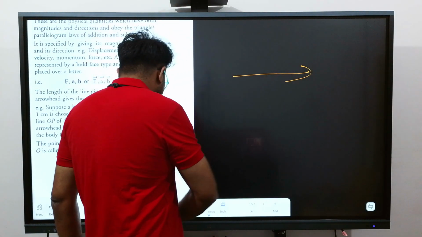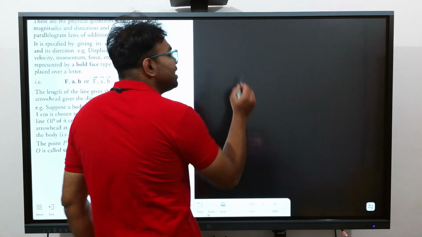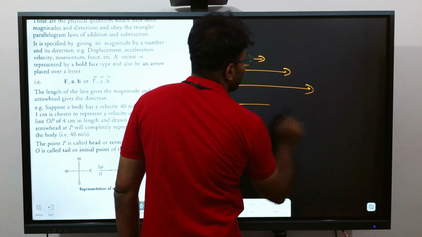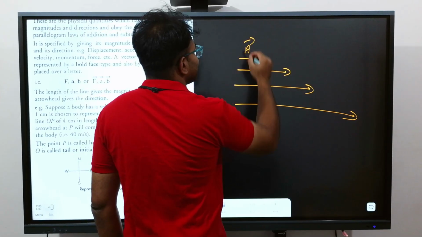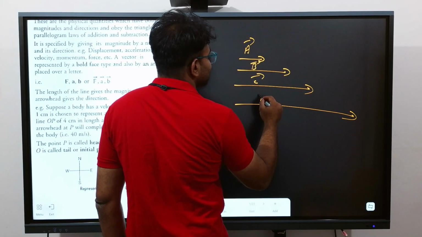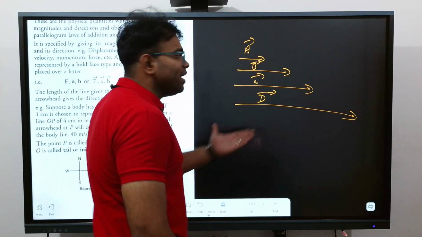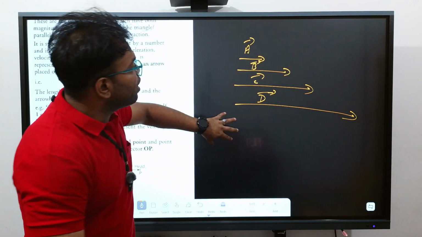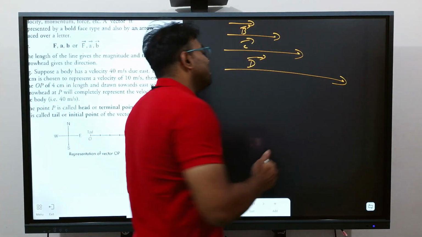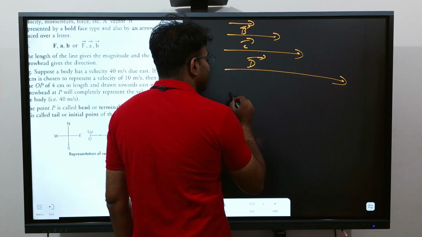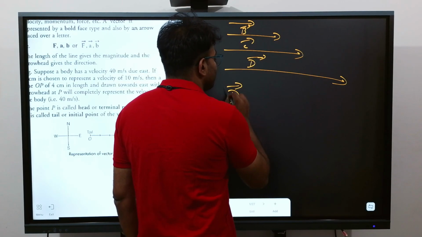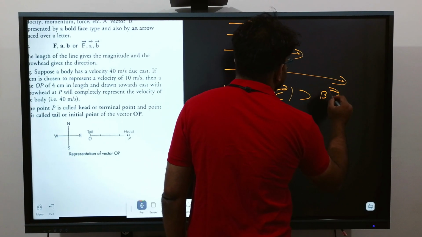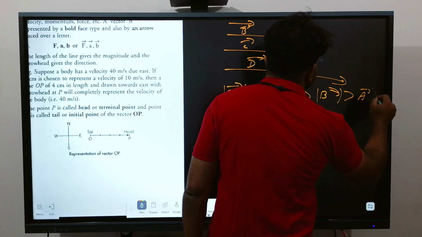Now, also the length of the vector, the physical length of the vector, represents the magnitude of the vector. For example, if this is A vector, this is B vector, this is C vector, and this is D vector, then we can clearly see that D has the longest tail. So if a vector has a very long tail, then we say that its magnitude is also very, very high, right? So D vector's magnitude will be greater than C vector's magnitude, will be greater than B vector's magnitude, and will be greater than A vector's magnitude.